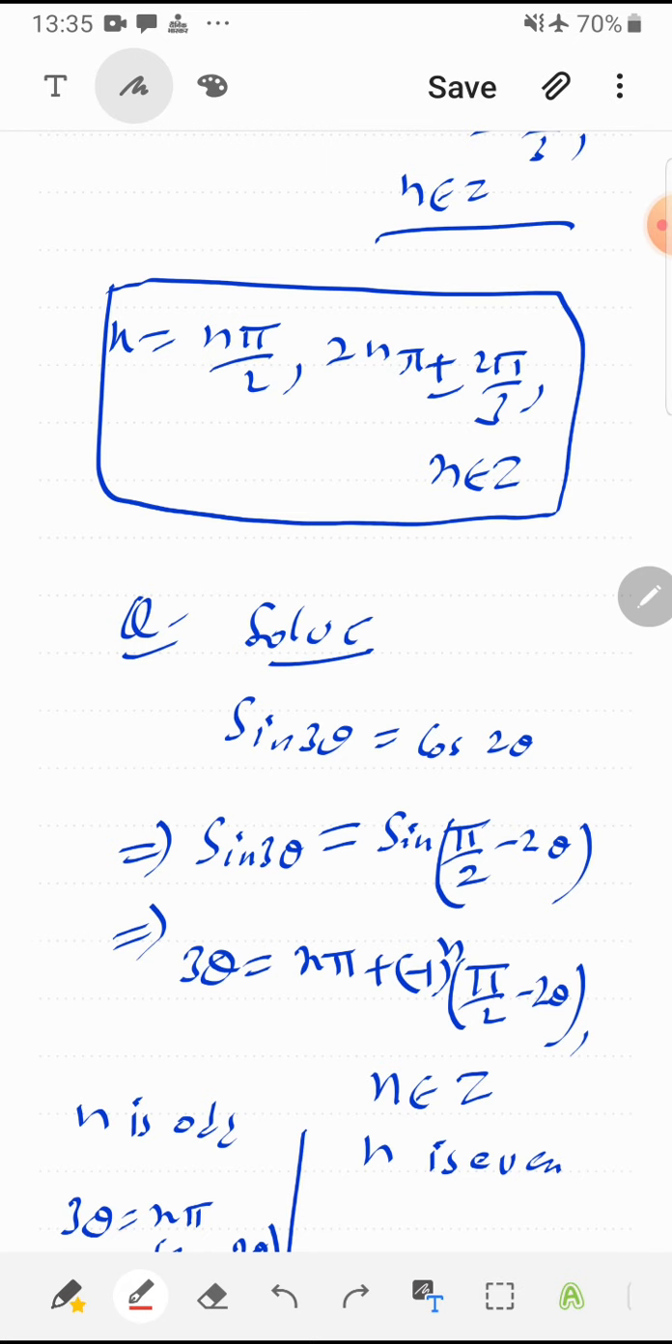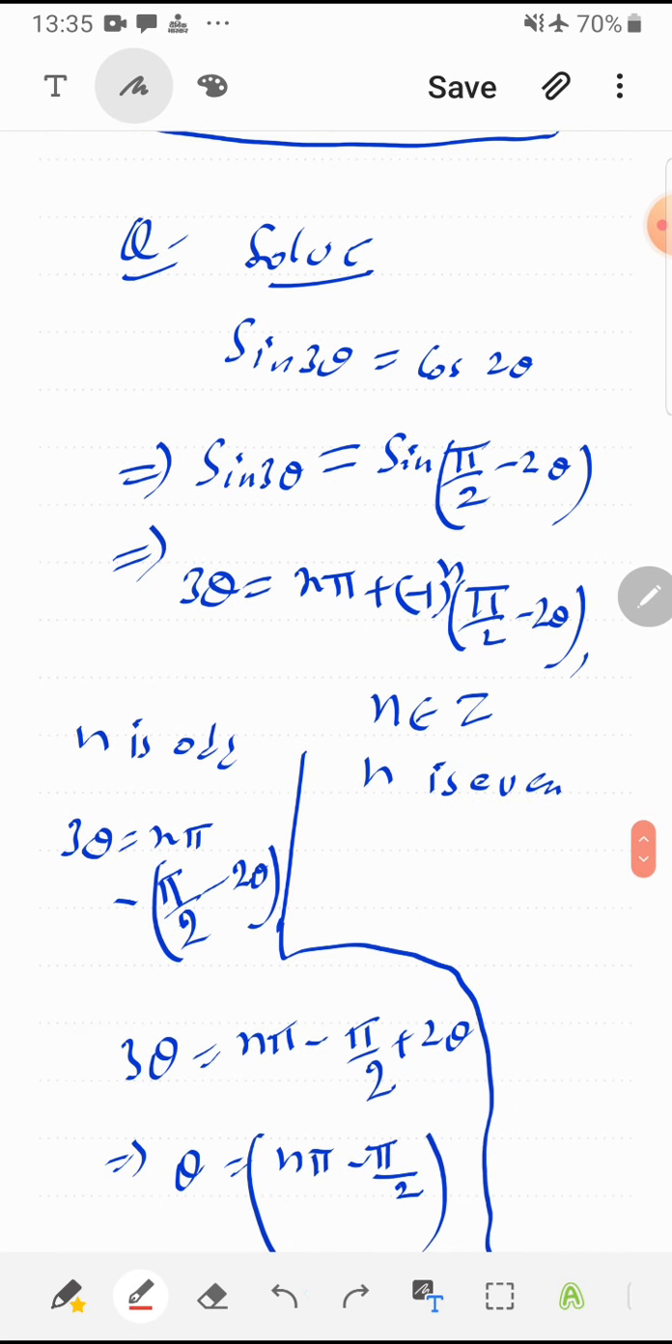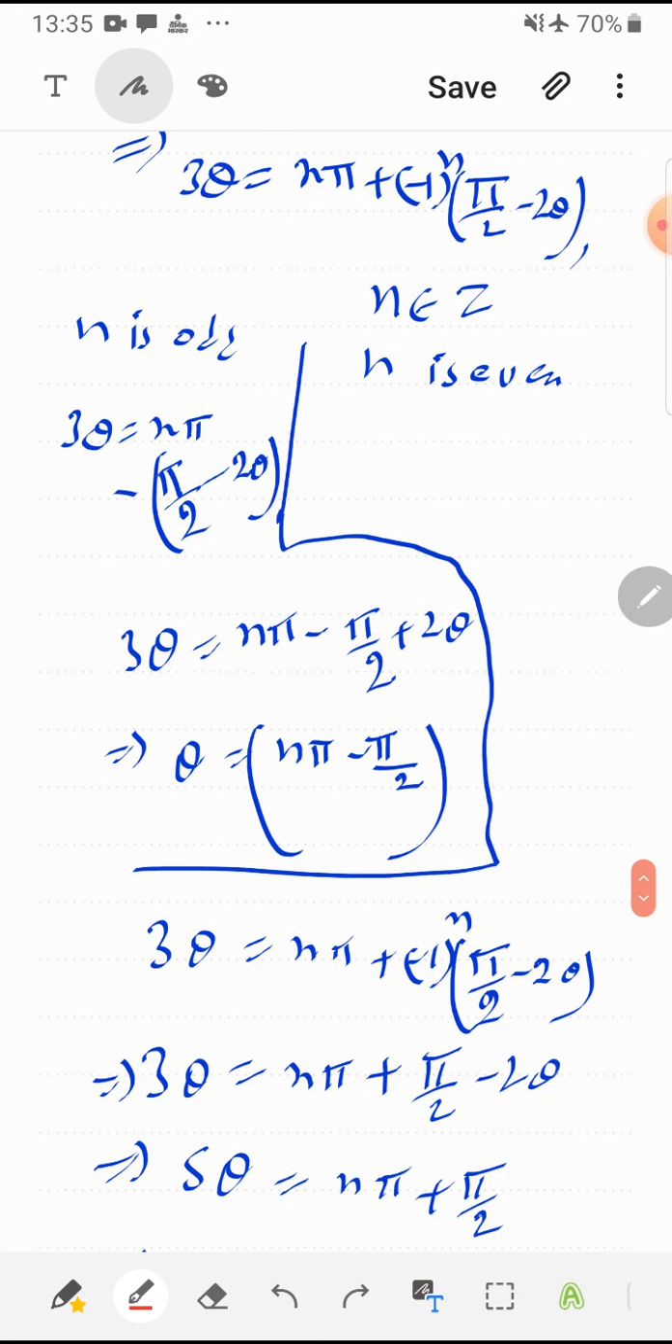Now I can't leave the question here because I have theta on the left hand side as well as the right hand side. So I have to represent theta exclusively. For which two cases arise, when n is odd and when n is even. When n is odd, obviously minus 1 raised to the power n becomes negative. So it becomes 3 theta is equal to n pi minus, in the bracket, pi by 2 minus theta, and I'll open the bracket. After that shifting the theta term to the left hand side, I will get this result. Now when n is even, minus 1 raised to the power n becomes plus.